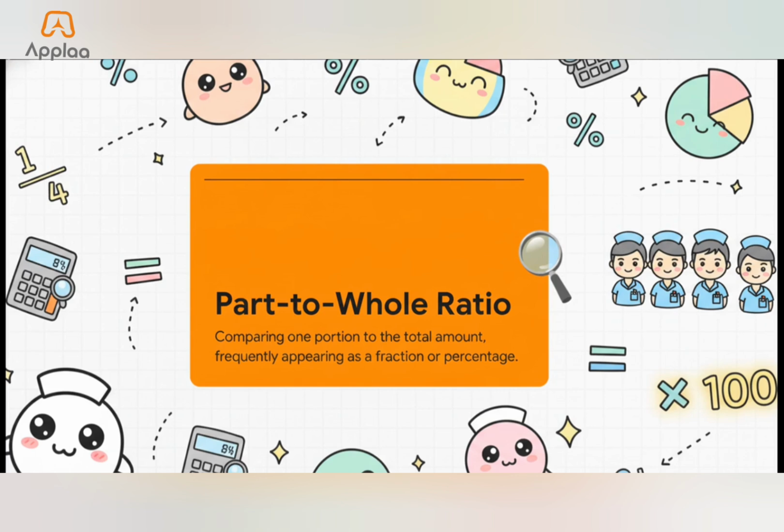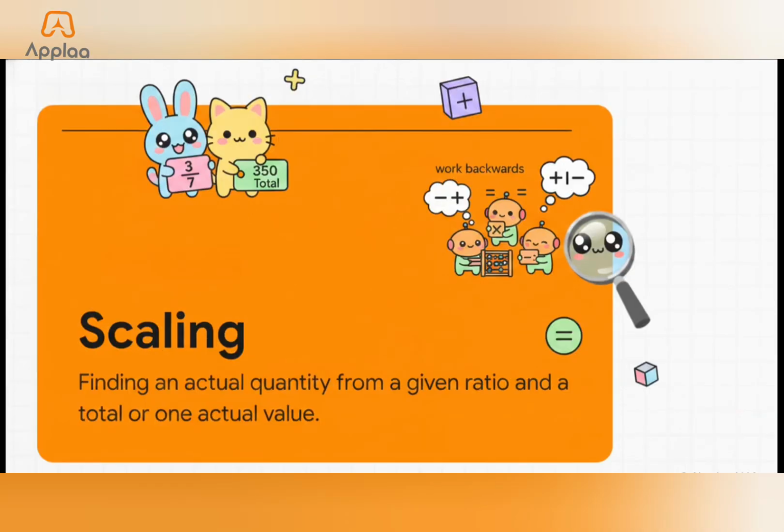Then we have the part-to-whole ratio. In these scenarios, you've got to divide the specific part by the entire total. These are often percentage and proportion questions wearing a disguise. If they ask what percentage of staff are nurses, you're setting up a part-to-whole calculation and then just multiplying by 100 at the end. Finally, there's scaling. This is where you're handed a ratio, like 3 to 7, and a real-world total, like 350. You use the sum of the ratio parts to work backwards and figure out the actual physical quantities.